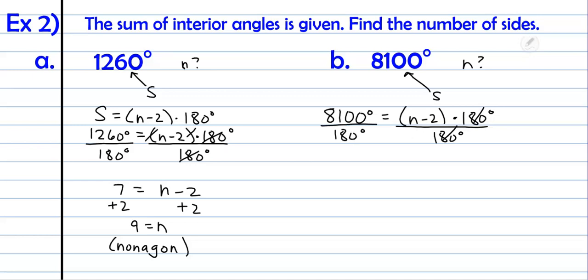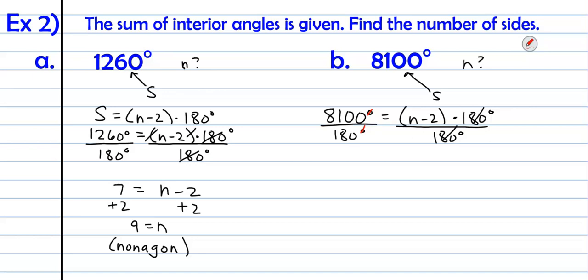And one thing I didn't talk about in the last example either is when you are dividing, see how we have degrees on top and degrees on bottom? Those actually kind of cancel each other off. So that's why we don't have degrees anymore, and we don't want degrees because we're looking for number of sides.